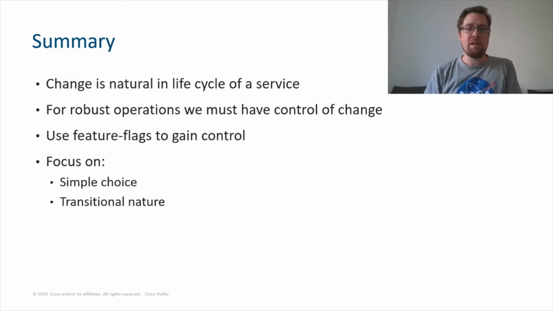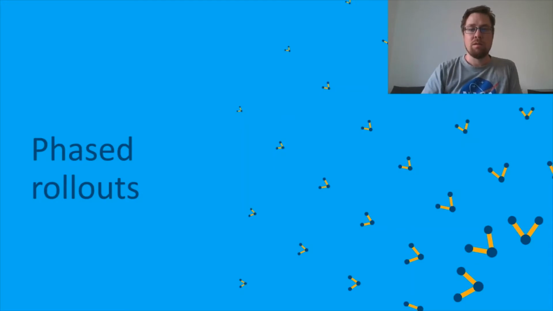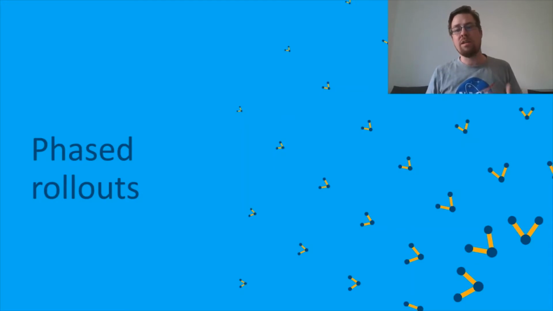Okay, and with that, we conclude the first part, covering feature flags and how they help us introduce change. So for the second part, we're going to focus on the phased rollout part.